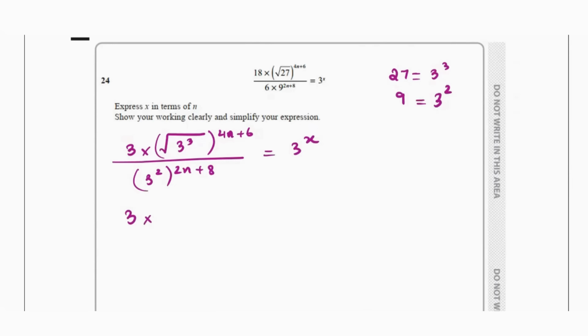So 3 times, let's combine these powers. So that's going to be 3 times 1 over 2 times 4n plus 6. So 3 over 2 times 4n plus 6. We know that when there's a power inside the bracket and outside the bracket, the powers get multiplied. So we multiplied 1 over 2 with 3 and then with 4n plus 6. In the denominator is going to be 4n plus 16.